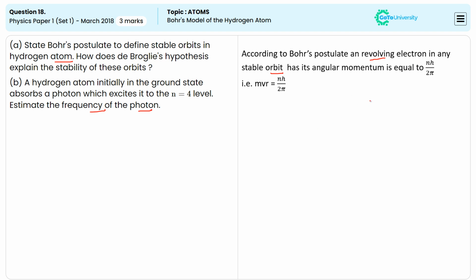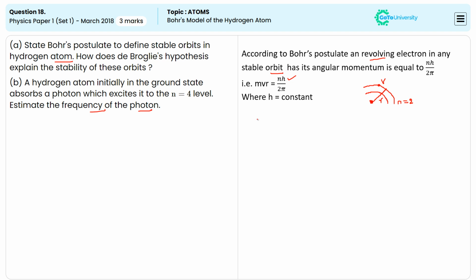Assume this is a nucleus. Around the nucleus, if the electron revolves in its own stable orbit, this is the first orbit, and if this is the second orbit, then here n is equal to 2, and the electron will be revolving with a velocity v. And here the radius from the nucleus to this orbit is equal to r. In this formula, h is a constant value.